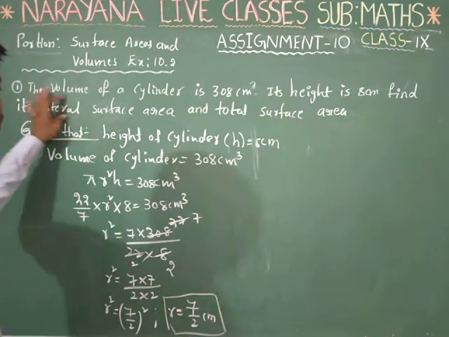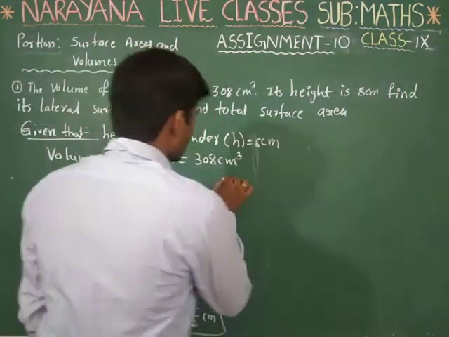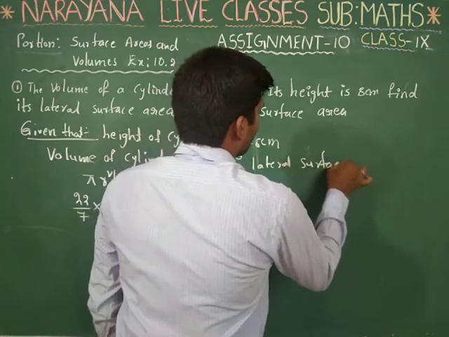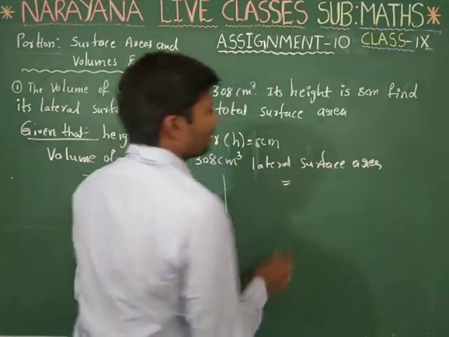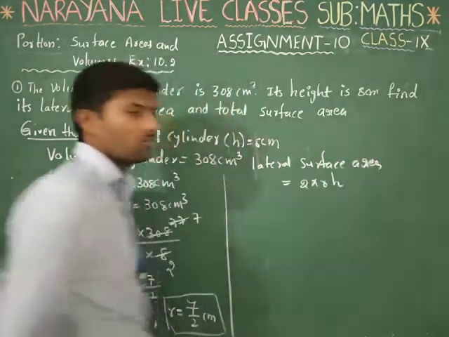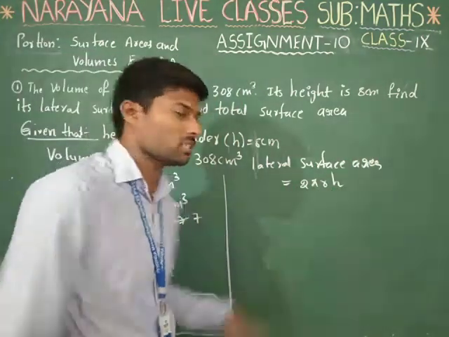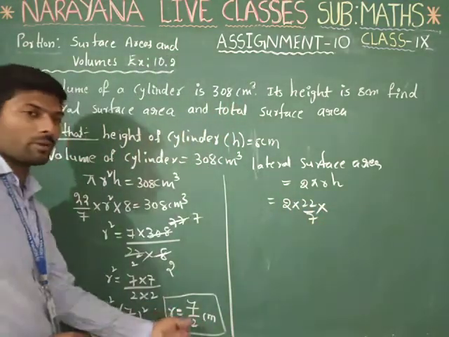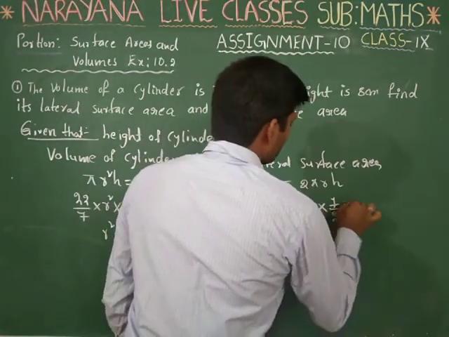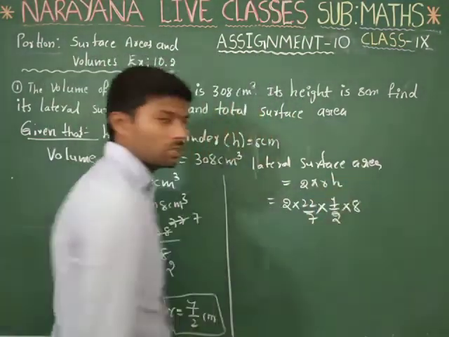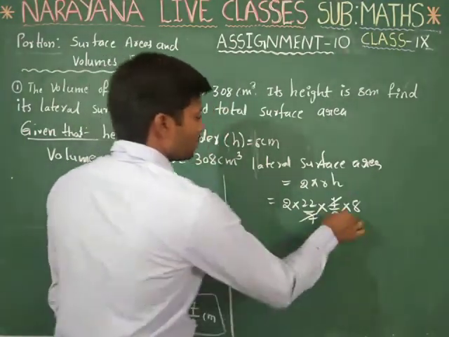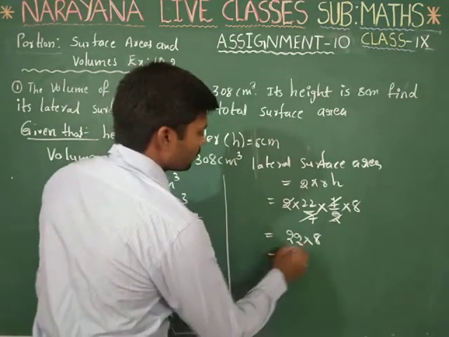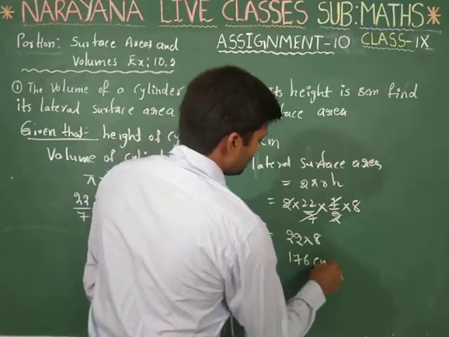After that we have to find the lateral surface area. The formula for lateral surface area is 2 pi r h. We know each and every value, the radius as well as the height. To simplify, 2 into 22 by 7 into the radius 7 by 2 centimeter, into the height of the cylinder, 8 centimeter. Here 7 will get cancelled and 2 also will get cancelled. So 22 into 8 will become 176 centimeter square.